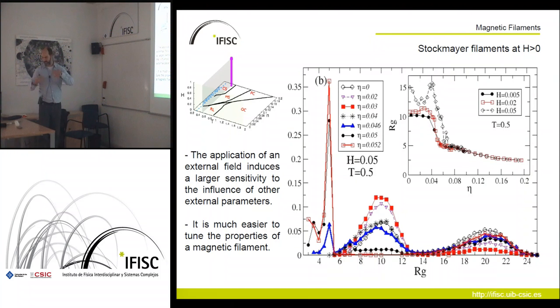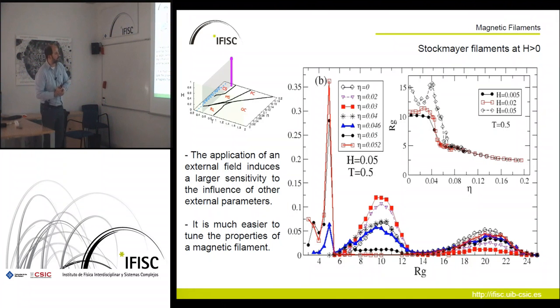Then if you keep further increasing the value of the attraction between the monomers, you could see that there is again another coexistence equilibrium, but now with the compact states. So as you can see, the phase diagram when you apply a magnetic field of a single chain becomes even much more tricky than just the zero field.